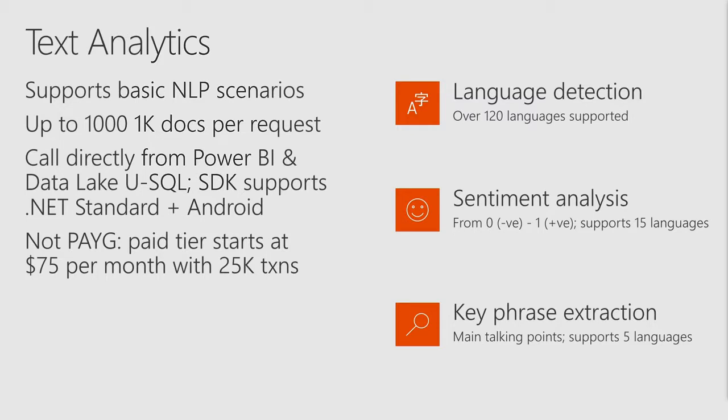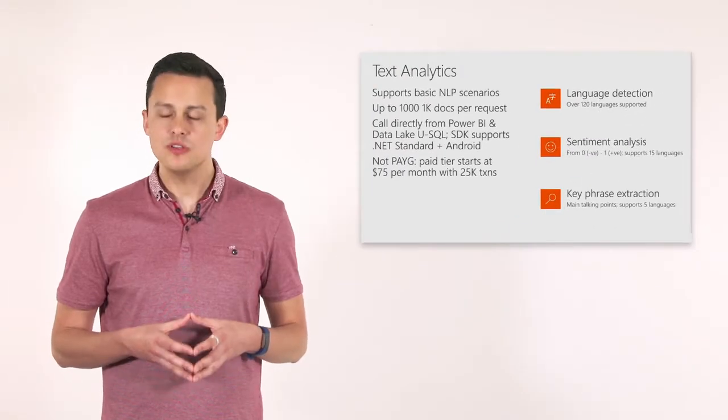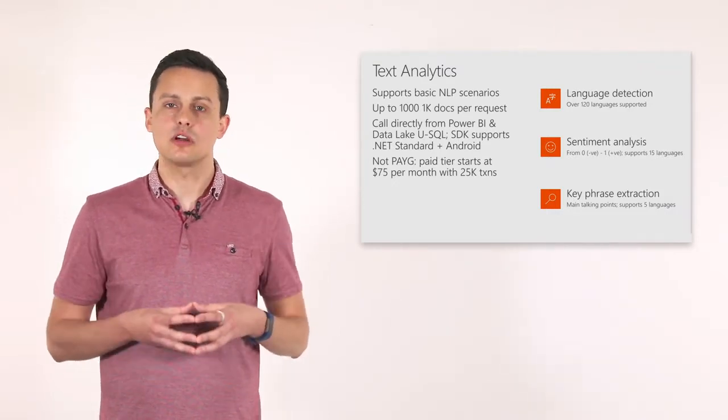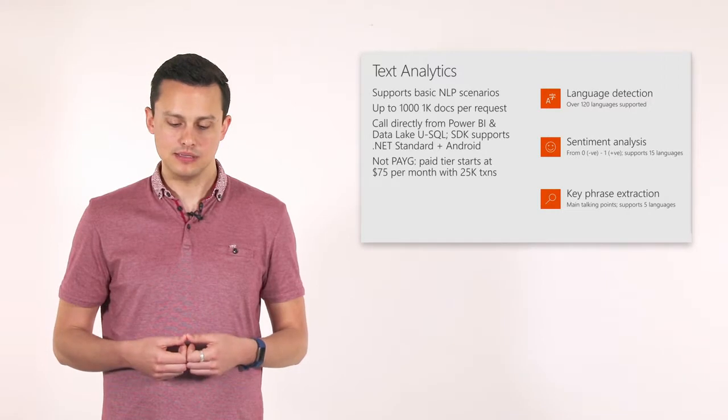You can post up a message and it will give you a number back between 0, which is very negative, and 1, which is very positive. And then finally, it can do key phrase extraction. So if you send up a paragraph, it can pull out the key topics within that message. You can submit up to 1,000 1 kilobyte documents in a single request to any of these APIs.